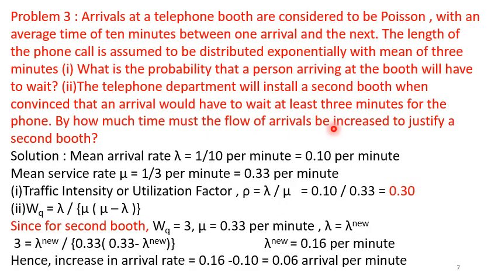Arrivals at a telephone booth are considered to be Poisson with an average time of 10 minutes between one arrival and the next. The length of the phone call is assumed to be distributed exponentially with a mean of 3 minutes. What is the probability that the person arriving at the booth will have to wait?